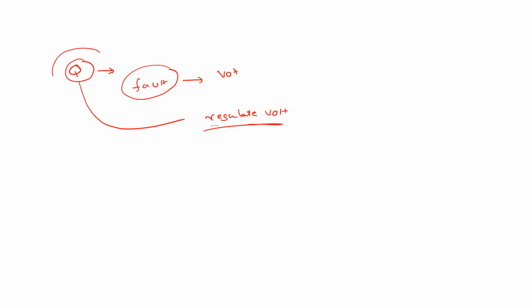So let us assume another one. If it is an induction generator, let us assume that we are integrating an induction generator. That is wind energy.